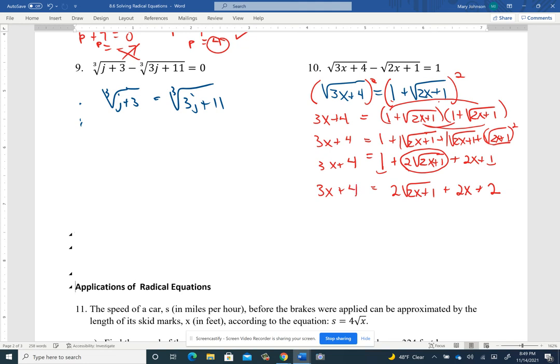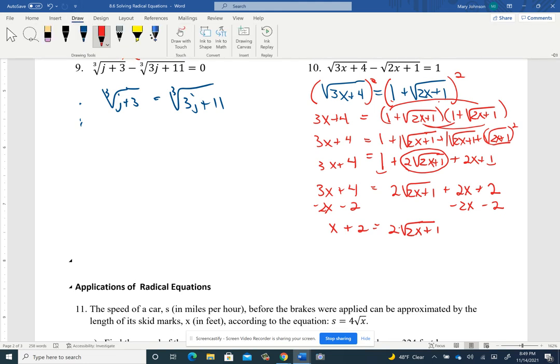Okay. I'm going to move the 2x and this 2 out of the way. So that's going to give me an x plus 2. And that's going to give me 2 times 2x plus 1. Now, sometimes I go ahead and get rid of the 2 that's out in front of the radical, but I don't think I want to, because if I did, I'd wind up getting fractions. I'd have 1/2 x, and I don't want to deal with a 1/2 x. So I'm just going to leave that 2 there. But at this point, I'm going to have to square again.